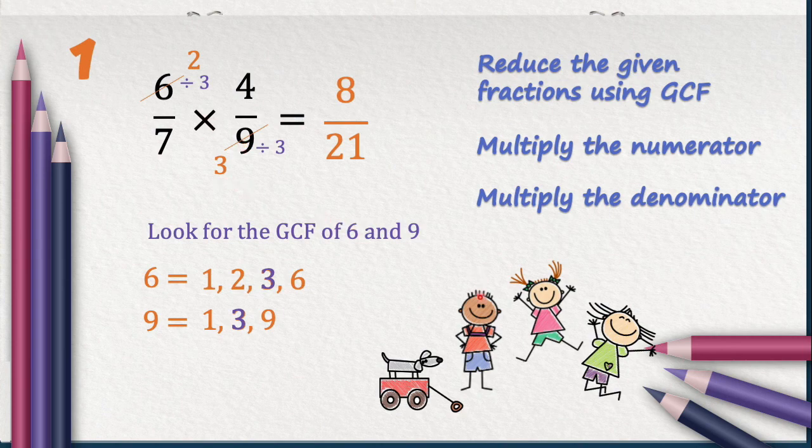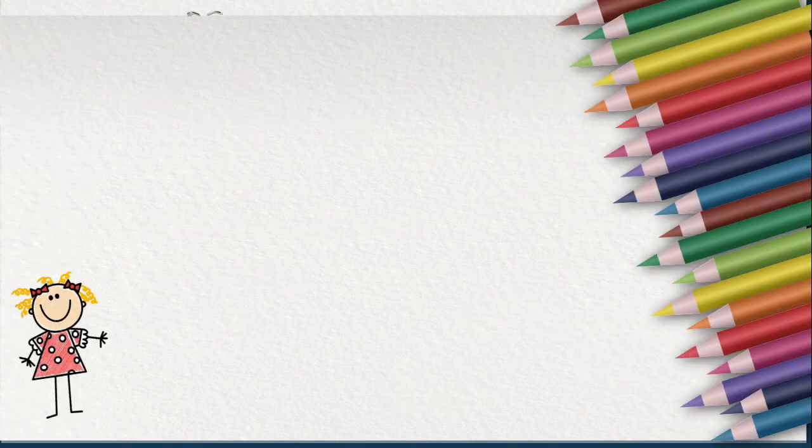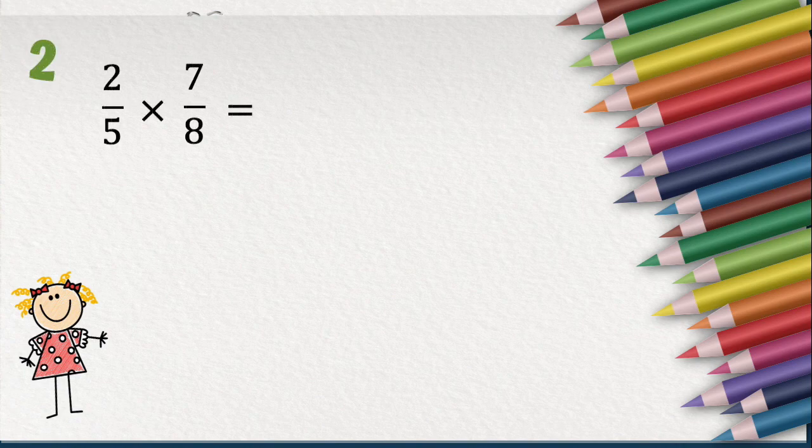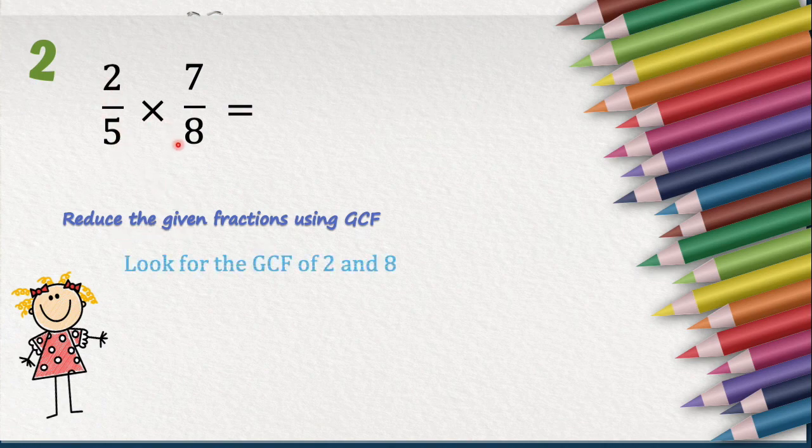Okay? Let's proceed to the next example. We have 2 over 5 times 7 over 8. So, again, let's reduce the given fractions. If we analyze, the 2 and the 8 can be reduced. The 7 and the 5 cannot, since they are odd numbers. Usually, even numbers can be reduced. So, we have to look for the GCF of 2 and 8.